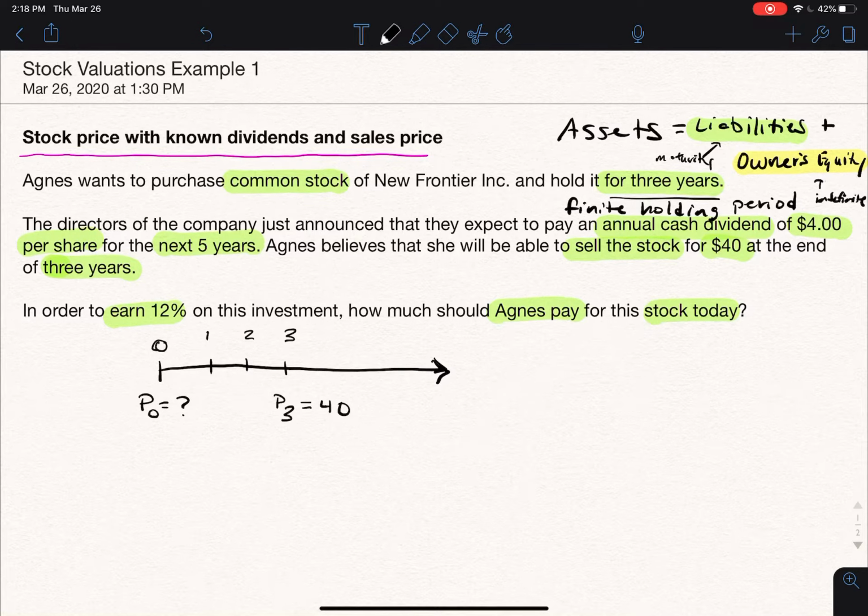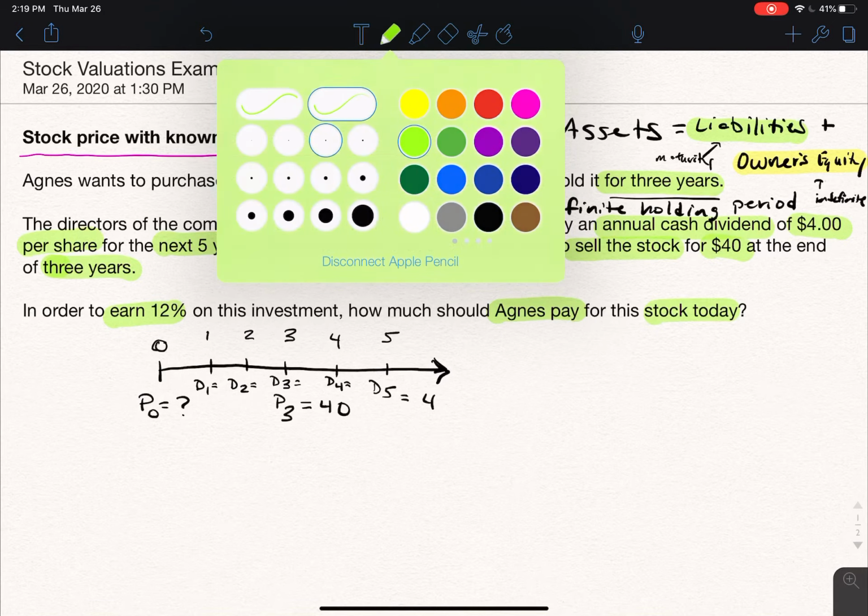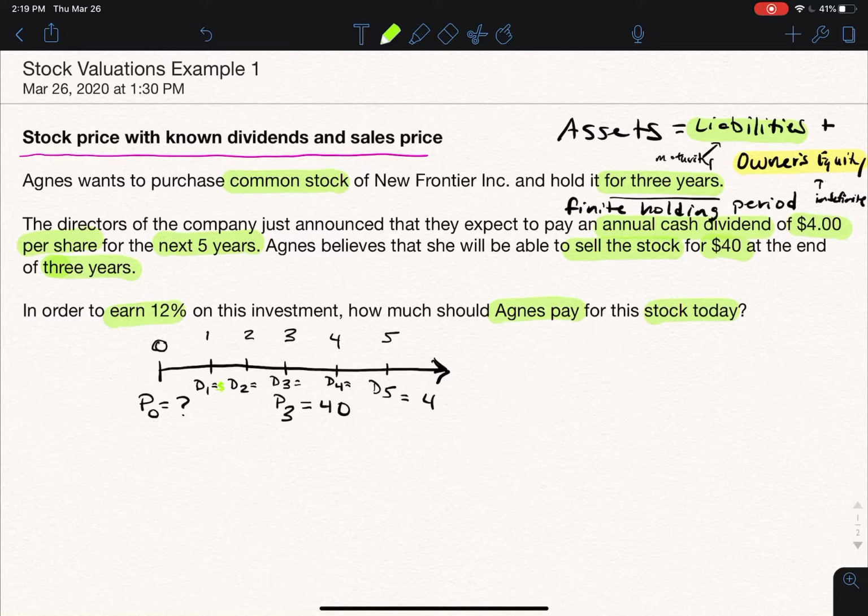We also know that the dividends, D sub 1, D sub 2, D sub 3, and I'm actually going to go 2 steps further because we're given the information, so D sub 4 and D sub 5, all of these are going to be equal to $4. I'm just going to say that they're all equal there. Let's see, we'll go green. Money, right?